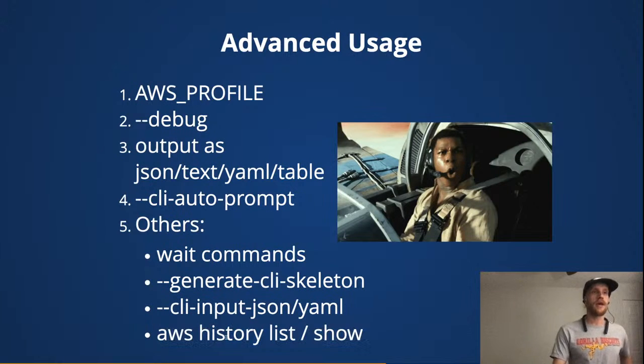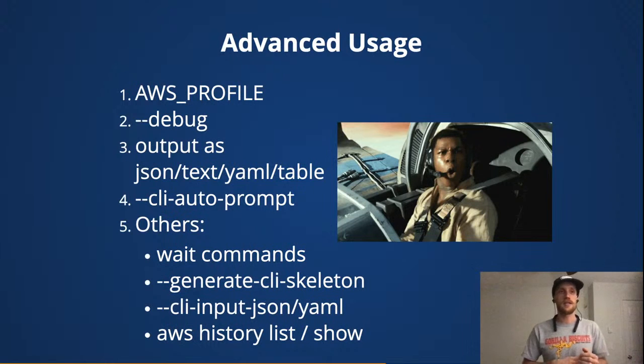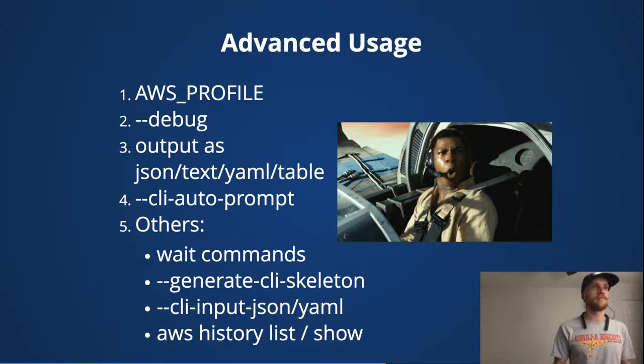And then finally, we have AWS history. This keeps track of all of your AWS CLI commands and gives you an easy way to see what you did previously, a month ago, see what the output of that command was, what your exit code was, all this easy stuff, and you can kind of remember what you did previously. Pretty simple, pretty useful. And yeah, that's it for advanced usage.